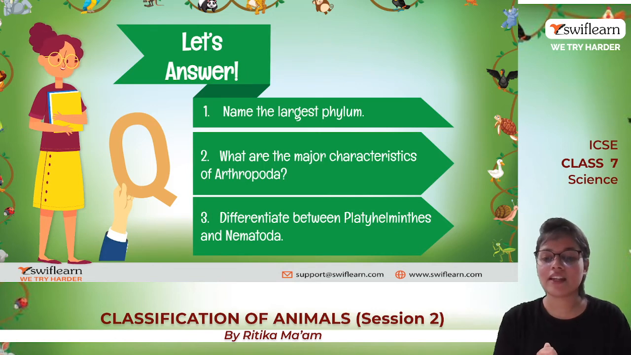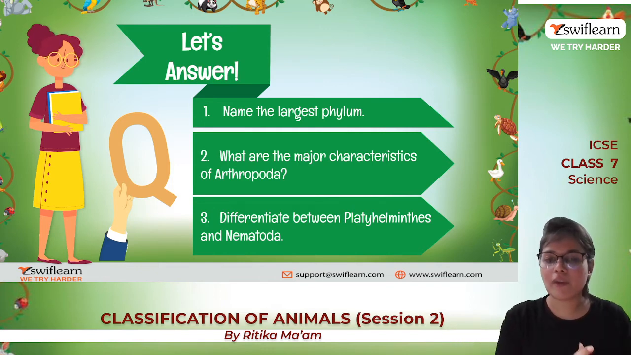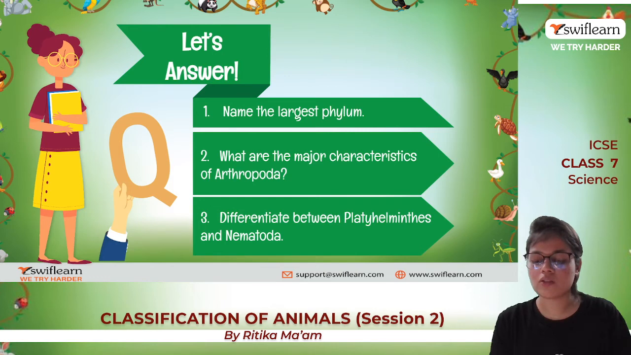Differentiate between Platyhelminthes and Nematoda. Talking about Platyhelminthes, they are triploblastic, their body is dorsoventrally flattened, and they do not have a true body cavity. And Nematoda are also known as roundworms. They have a cylindrical body. They are sometimes parasitic, or they can be free living, and they again have a bilaterally symmetrical body.